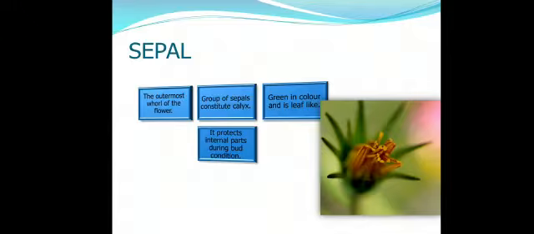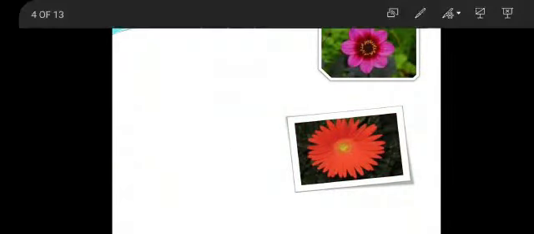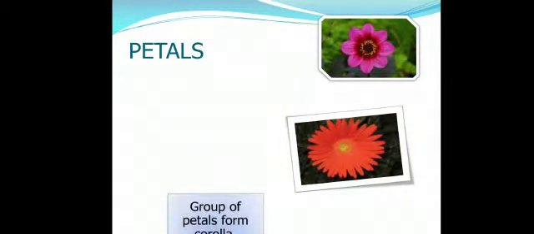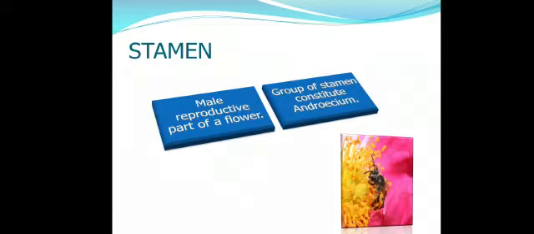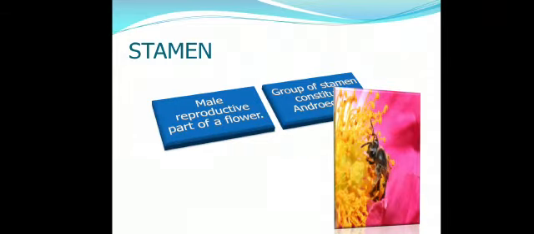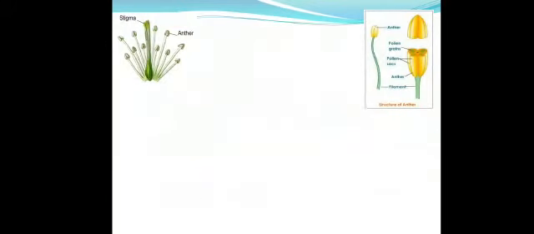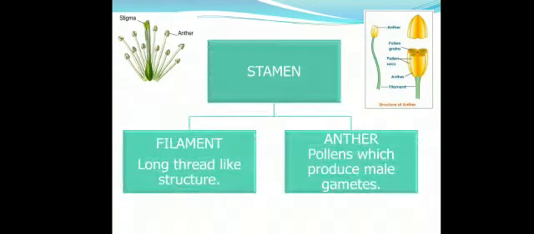Now the third part of the flower, or the male reproductive part of the flower, is stamen. Stamen is comprised of two parts. One is anther, the other one is filament. Filament is a tubular structure which supports anther. At the tip of the filament, the anther is present, and anther is a bilobed structure, and inside it are present pollen grains which are the male reproductive units.